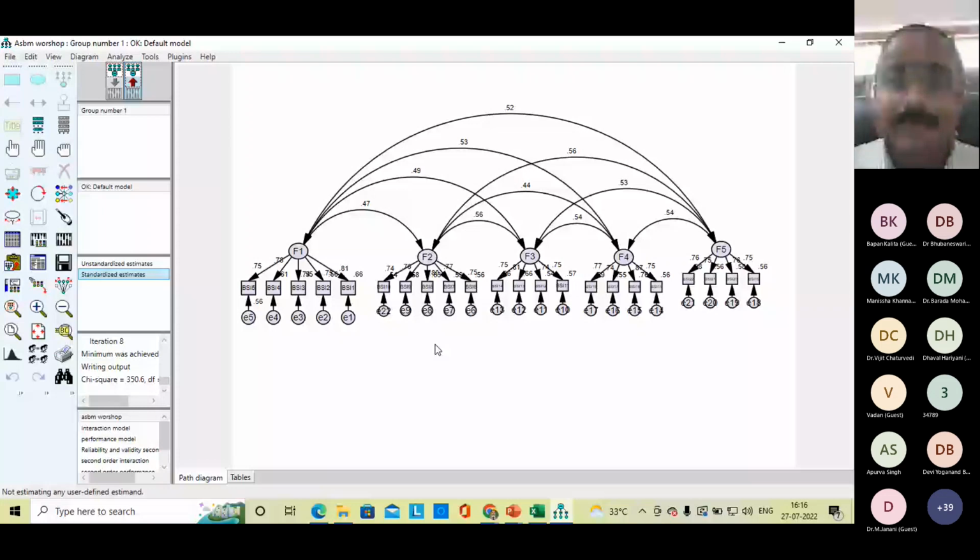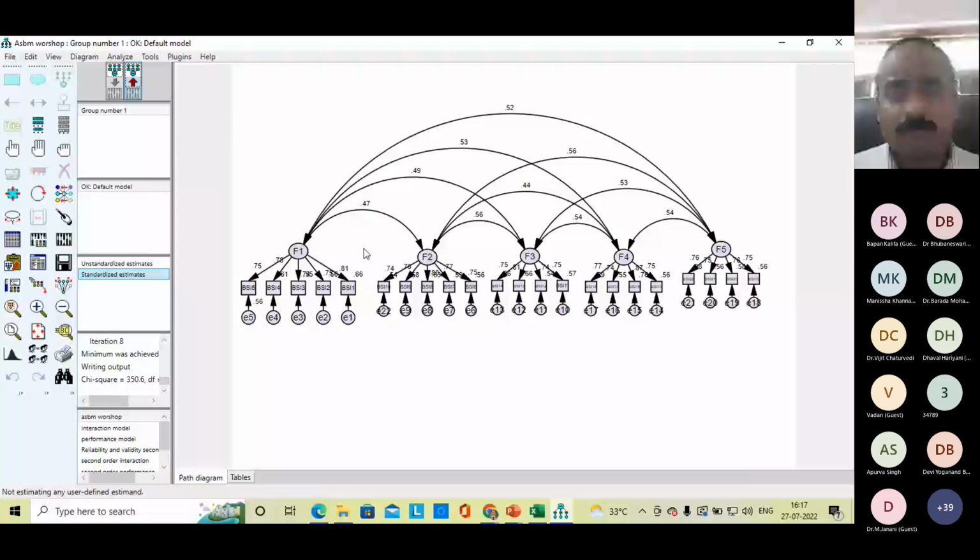But what is validity? Validity is construct validity. Under F1 there are 5 variables, under F2 there are 5 variables, under F3, F4, F5 there are 4 variables each, or 4 indicators each, whatever you can say. Now every construct is carrying its respective indicators. Is it valid for every situation?